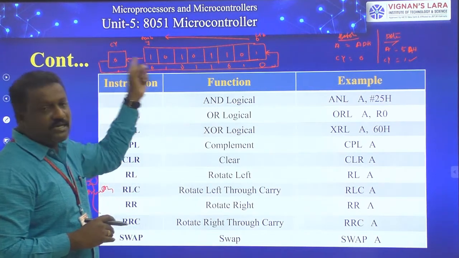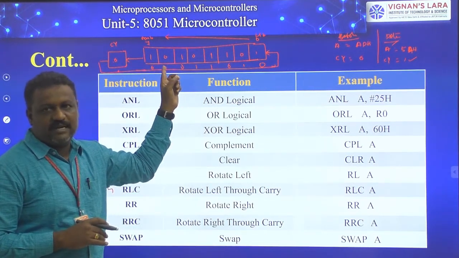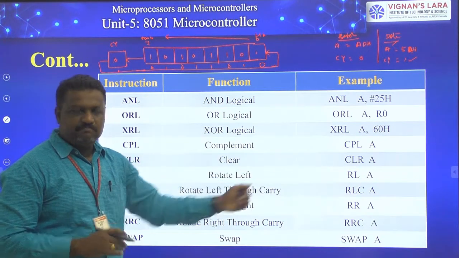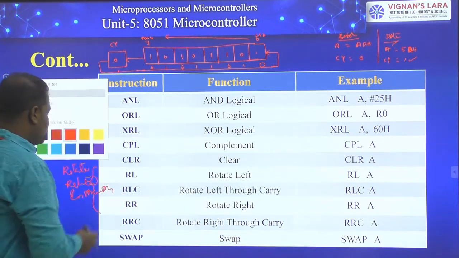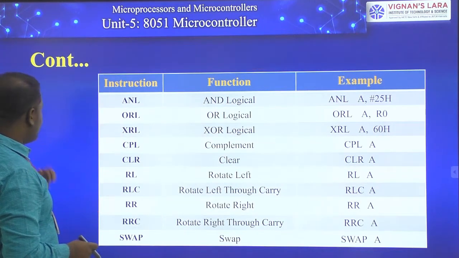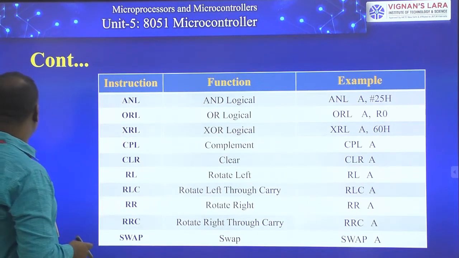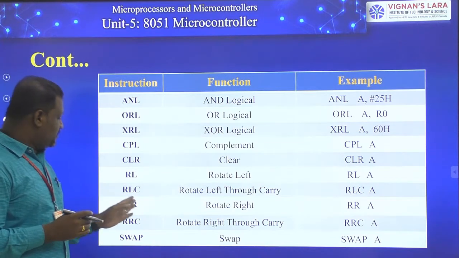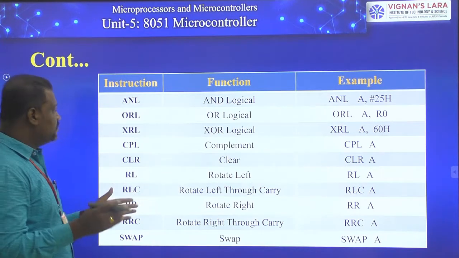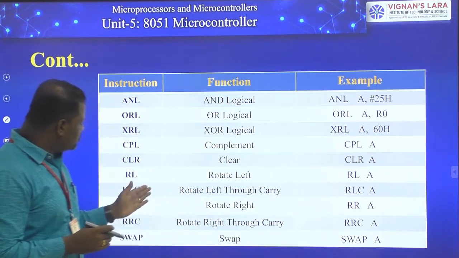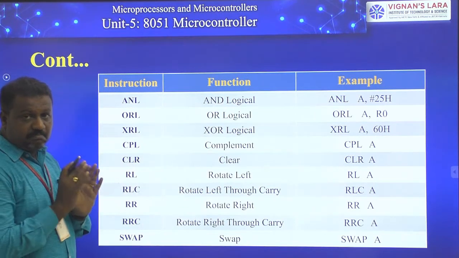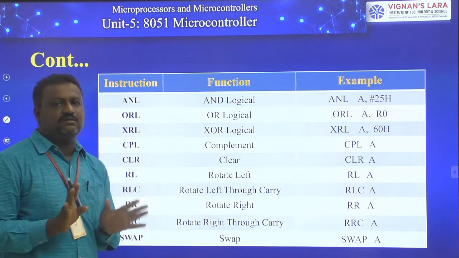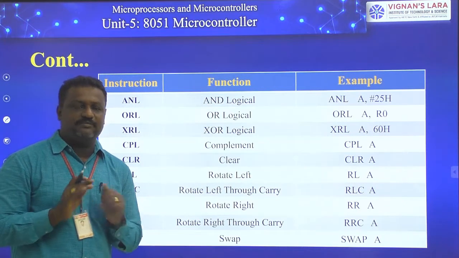So I hope you understand the structures, right? The difference between RL as well as RLC. And next coming to the next instruction is RR. RR means rotate right, again without carry. Rotate right without carry. So again here it is similar to our RL instruction, but the difference is RL is rotate left, but RR is rotate right. That you have to remember, friends.